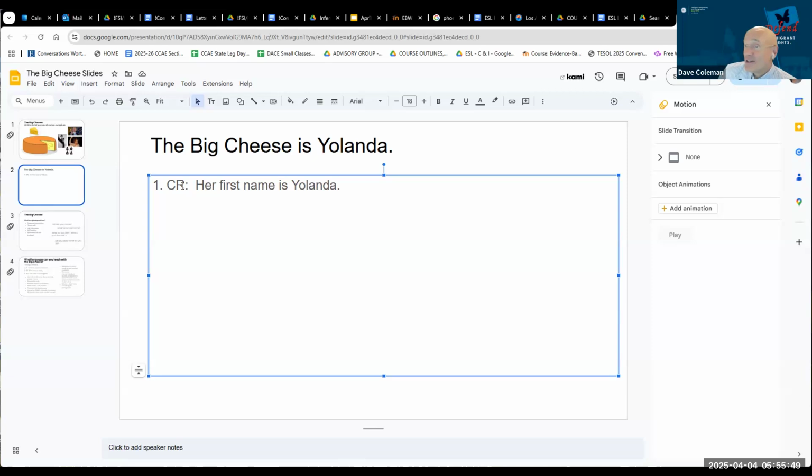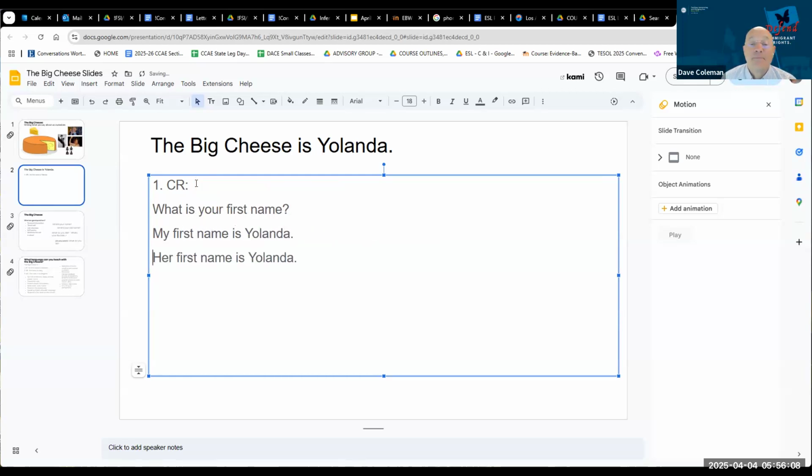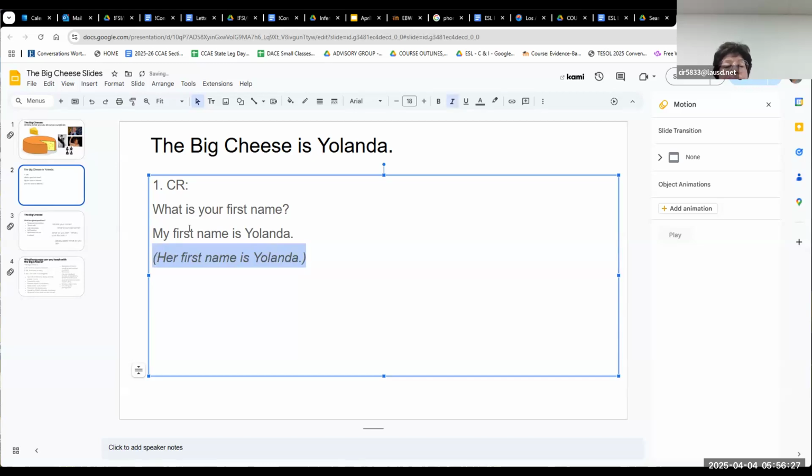This might be too hard for your literacy students. You might put the question and the answer. So you might write the question, what is your first name? And then your answer, my first name is Yolanda. After a few weeks, you might add this other level. This is harder and the students might not be ready for it because you're substituting from first person to third person, and that's challenging. So I wouldn't necessarily do that.